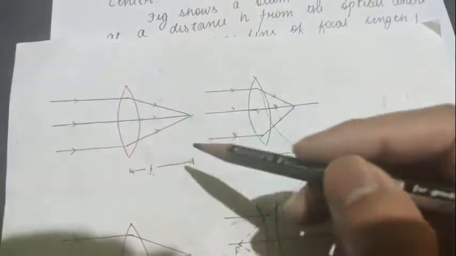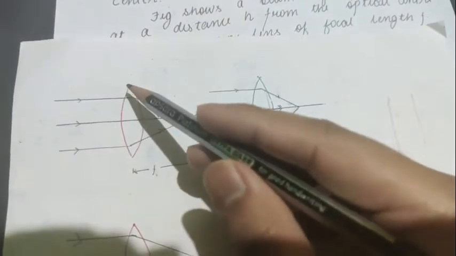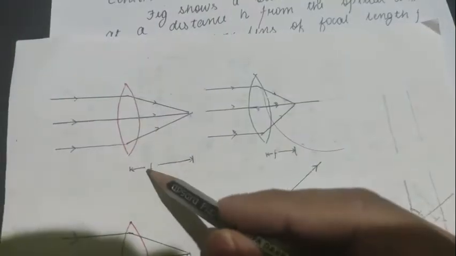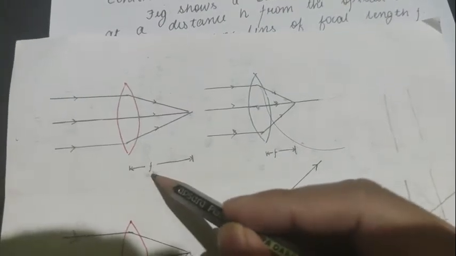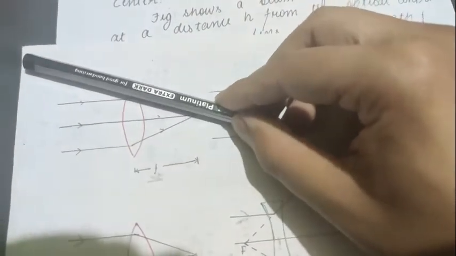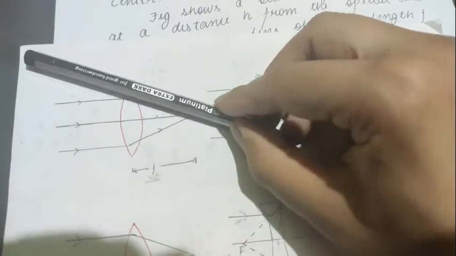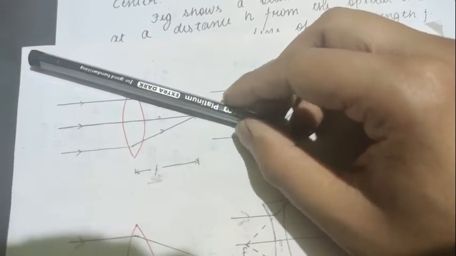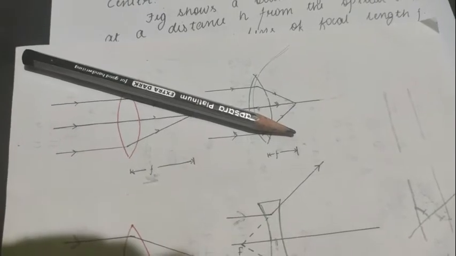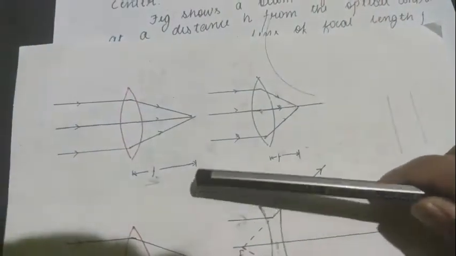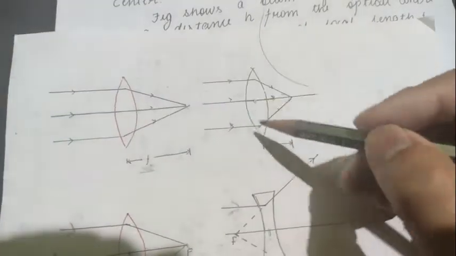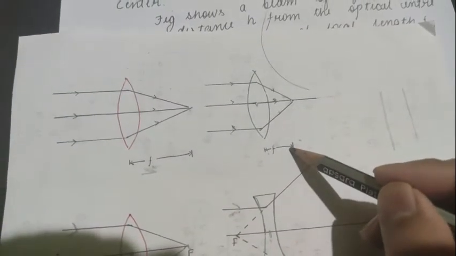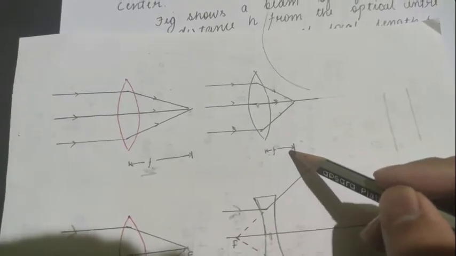So what do you understand from this? We understand that your red lens has a bigger focal length. If it has a bigger focal length, that means it converges at a very big distance. If it converges at a very big distance, that means the power of the red lens is small, because power of the lens means how much it converges, whereas your green lens has a short focal length.